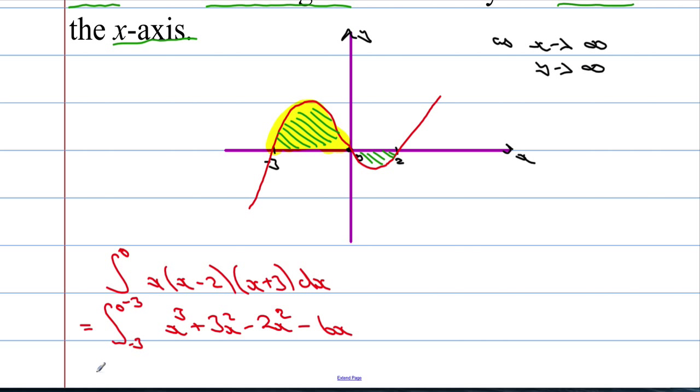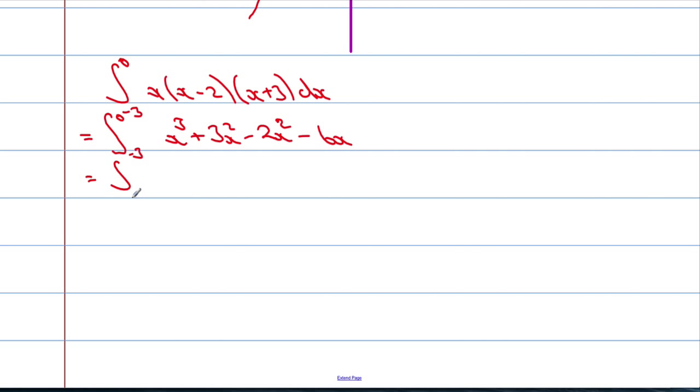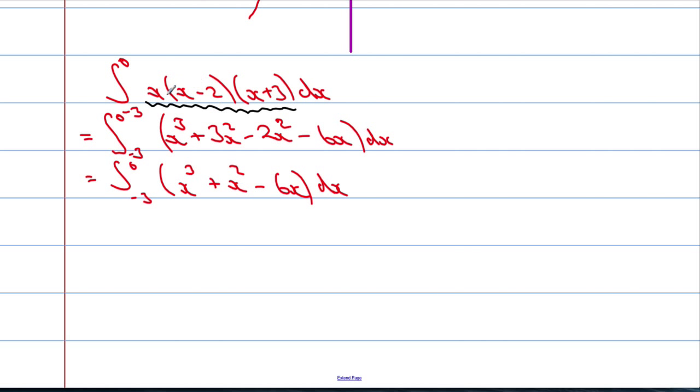I'm just going to tidy it up again. So the integral between negative 3 and 0 of, I should have brackets around this, x cubed plus x squared minus 6x, with respect to x. So we're integrating this function with respect to x. Now just in case you're wondering, I've just expanded this out. I did take a little bit of a shortcut, but you should be able to figure that out. So expand this out and we get this, and now we're going to integrate it.